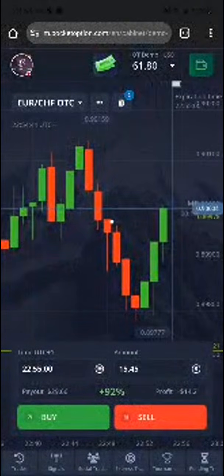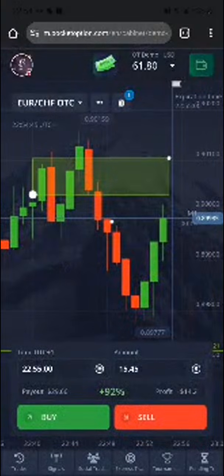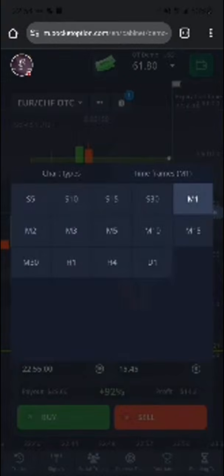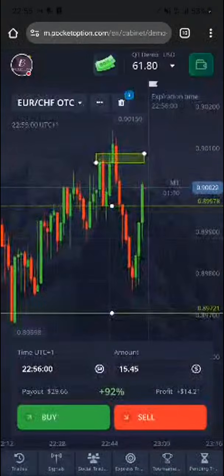Oh, we have a QM also here. This is also a beautiful QM. Let's see if we have a confirmation for this QM. If we have confirmation for this QM, it would be lovely. No confirmation in S5, M5, M3, and M5. So we can't take this trade.